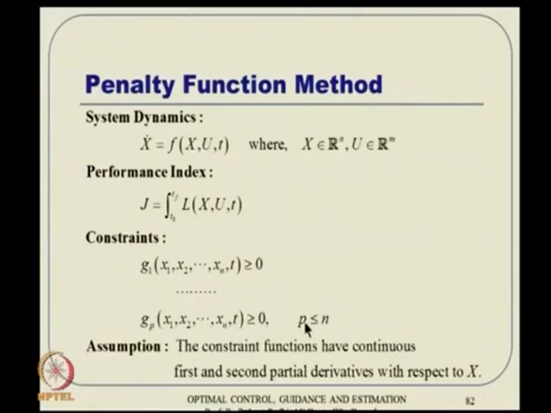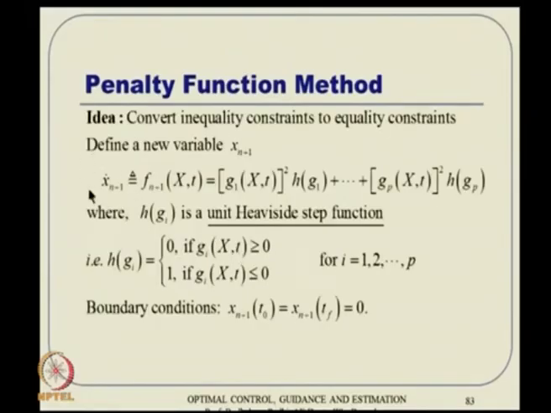We assume that the constraints are smooth; in other words, they have continuous first and second order partial derivatives. Then the whole idea here is to formulate an auxiliary state equation. So x_{n+1} dot is something like a quadratic function times a Heaviside function h of g1 up to gp, where this Heaviside step function is defined like this. If it satisfies the constraint, it is 0, that's not active. But if it doesn't satisfy, this becomes 1, that means this function is suddenly active.